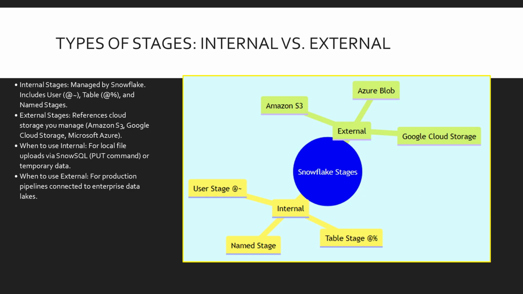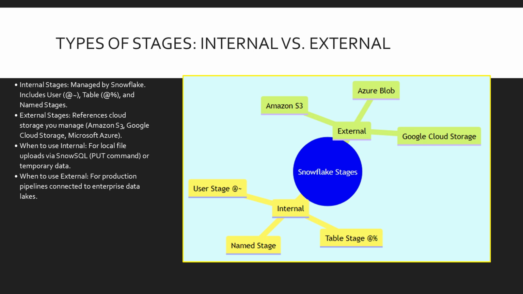You have two primary choices when configuring a stage. First, internal stages are fully managed by Snowflake. These are great for user-specific files or quick testing using the table stage. However, for robust, continuous production pipelines, you will almost always use external stages. These point to your own cloud storage buckets like S3 or Azure Blob. This is vital because it gives you control over the data lifecycle outside of Snowflake, allowing other tools to access the raw data before it's even loaded.